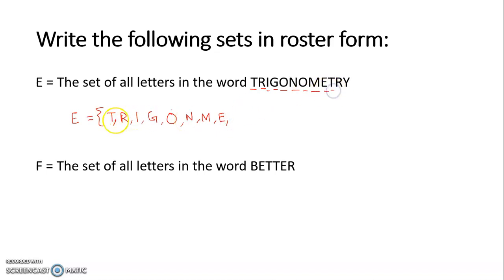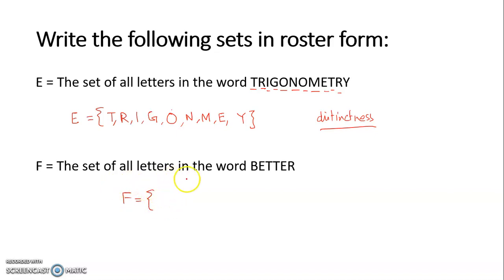T, already covered, no need to write it. R, already covered, no need to write it. And Y. I'm maintaining the property of distinctness. That means every element should be unique. Nothing should be repeated in a set.